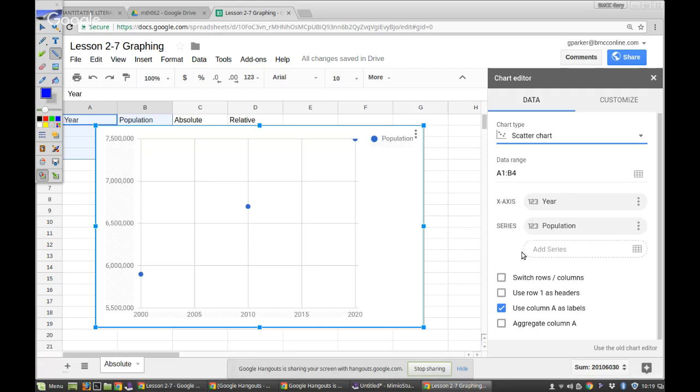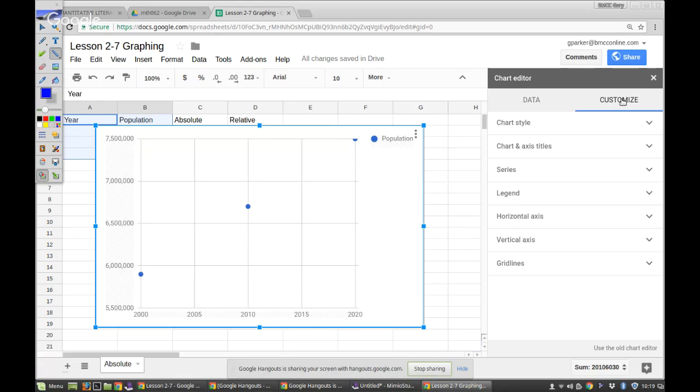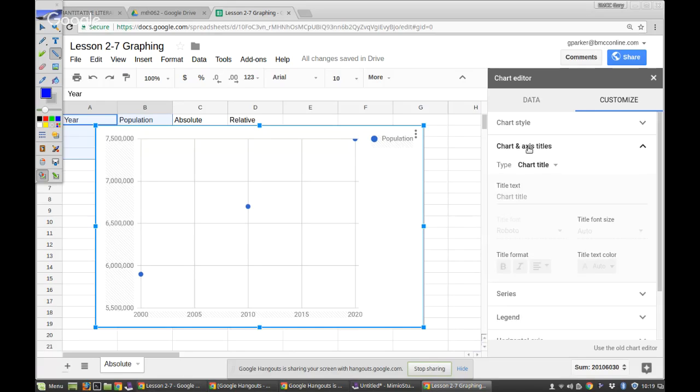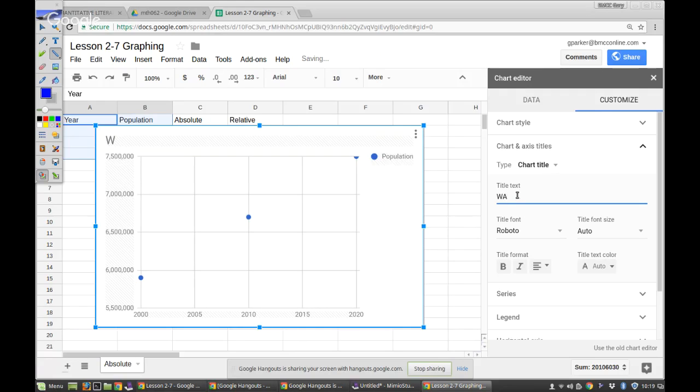All right, for those of you in Sheets, what we're going to do next is we need to customize this a little bit. We're in the data tab right now. If you switch over to the customize tab, I'll explain how to fix yours in just a second, Robert. We want to add some titles so it's readable. So if you click on chart titles, under chart title text, we're just going to put WA for Washington population.